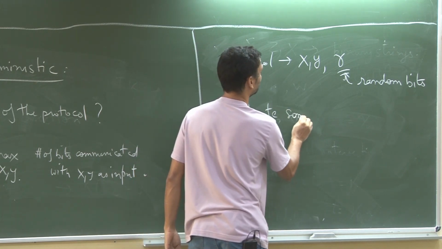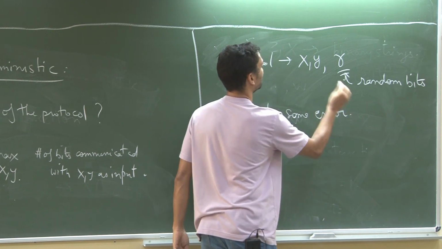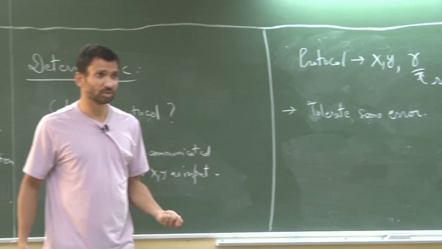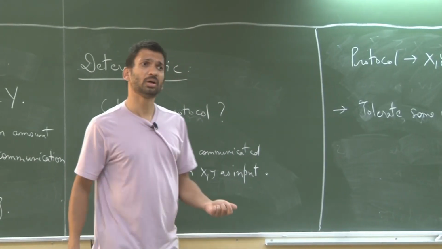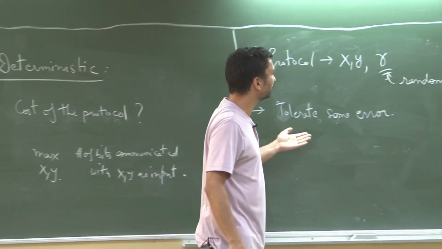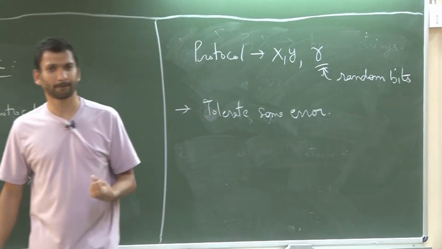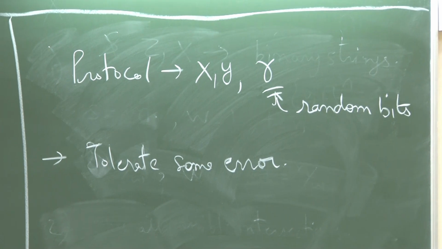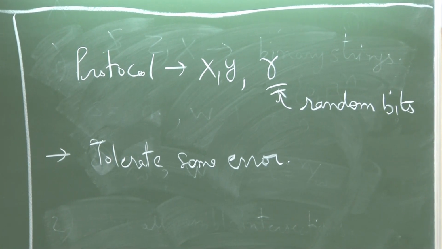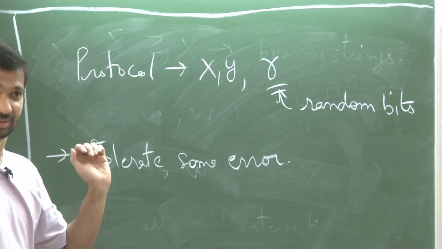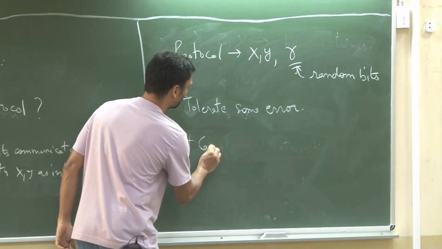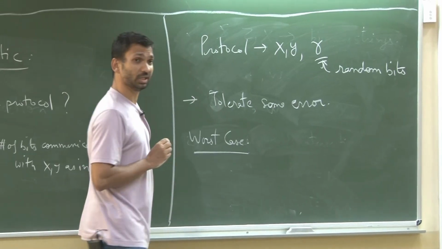tolerate some error. With some probability, I can give a wrong answer. But what do I mean by probability in this case? What is the source of probability? What is the source of randomness here? Across R, right? So the case we are mostly interested in is the worst case.